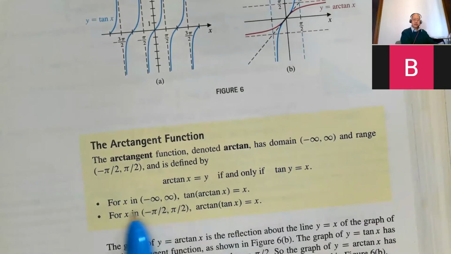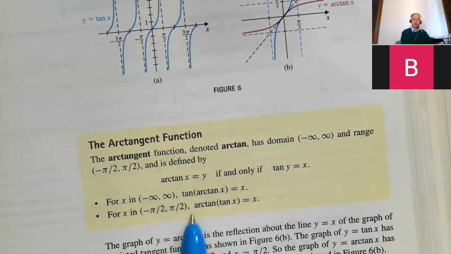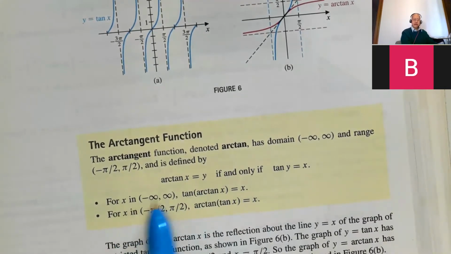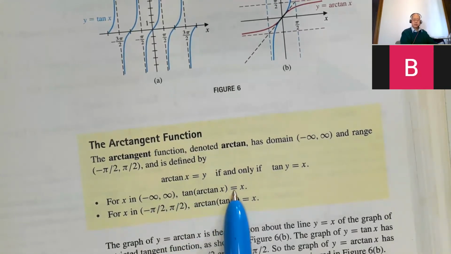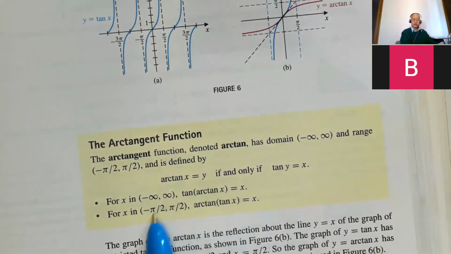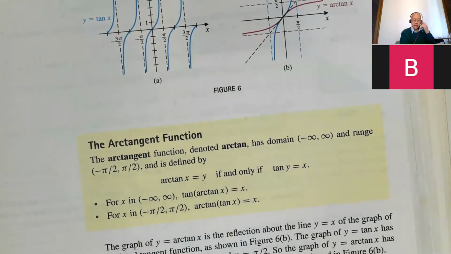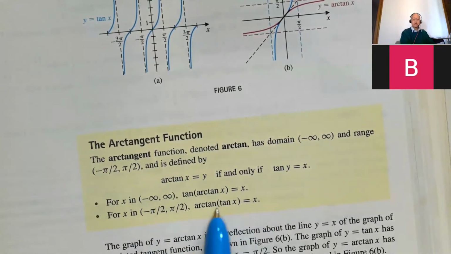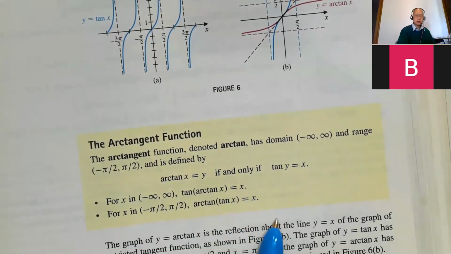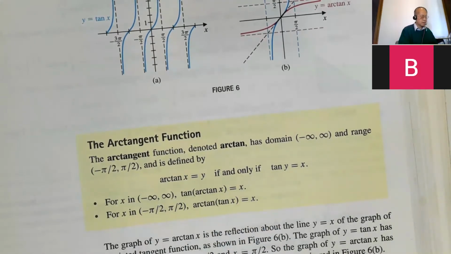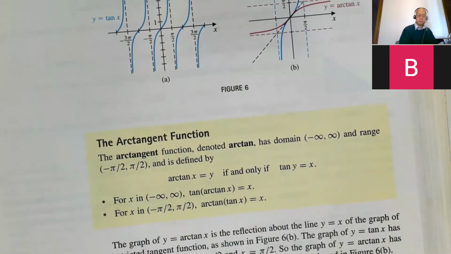And again, this is always true. You can put this on your cheat sheet if you want. x is any real number: tangent of arc tangent of x is x. This you have to be a little bit careful. x has to be between negative pi over 2 and pi over 2. Then arc tangent of the tangent of x is equal to x. All right. Those are the main things that you want here.